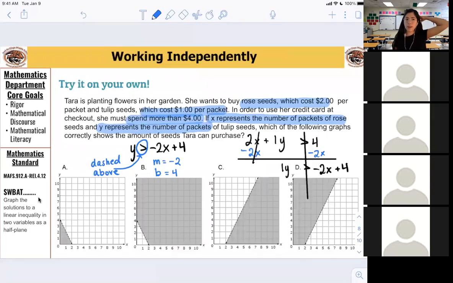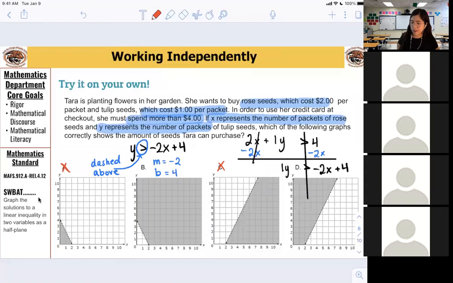Which one can I eliminate and why? A and C. Why? Because they're shaded below. Shaded under. Good, both of those are shading under. And then from there, what can I use to help me pick the correct one? The slope. Use your finger. Yeah, what about the slope?